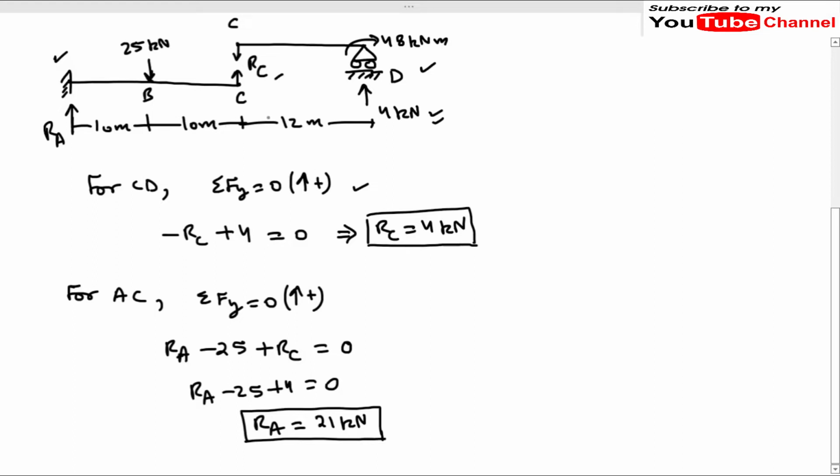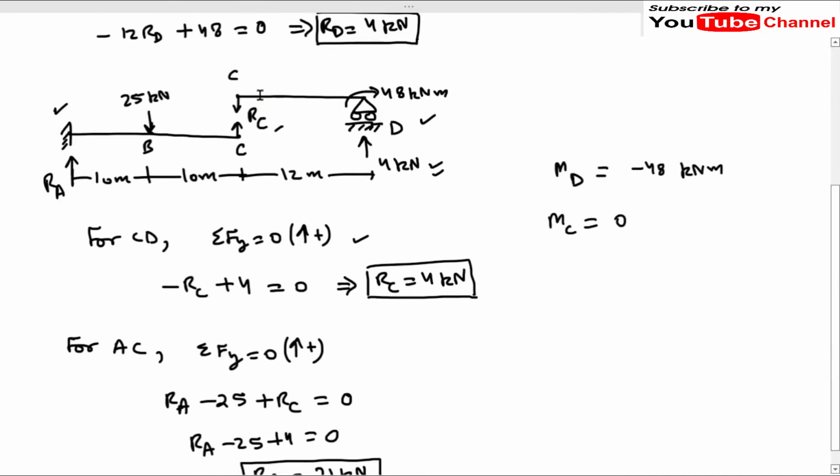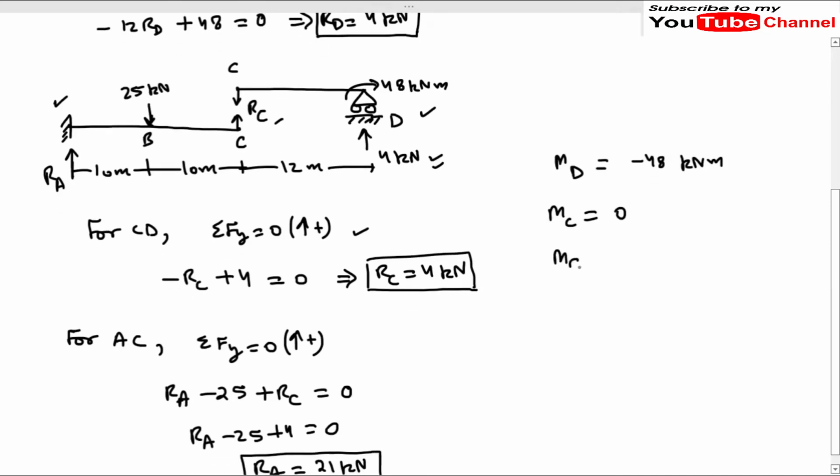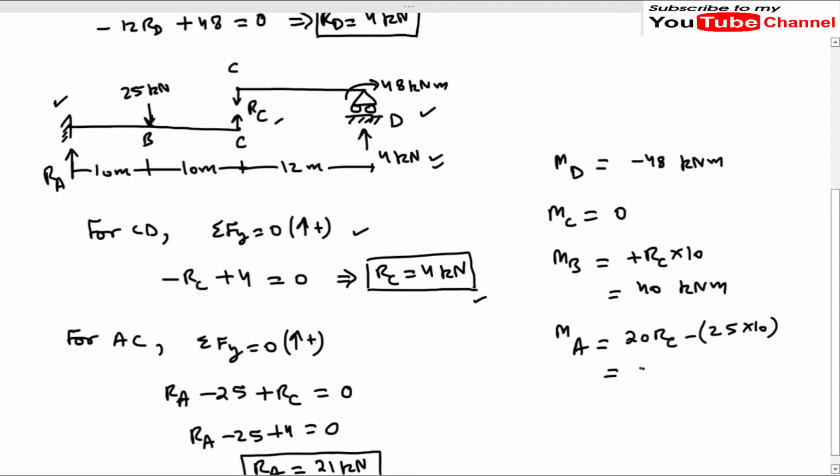Now we can find out the bending moment at different points in the beam. Bending moment at D will be minus 48 kilonewton meter. Bending moment at C will be 0, because at C we have an internal hinge. Bending moment at point B will be equal to plus RC into 10, and the value of RC is 4, so it will be 40 kilonewton meter. Bending moment at A will be 20 RC minus 250 into 10. RC is 4, so it will be 80 minus 250. So the value of MA will be minus 170 kilonewton meter.